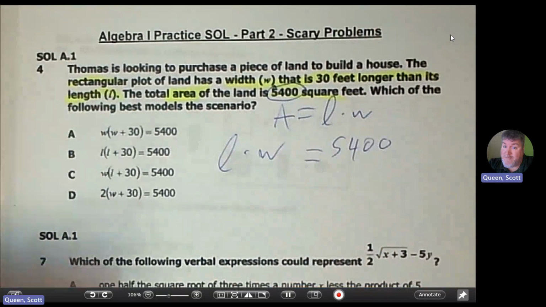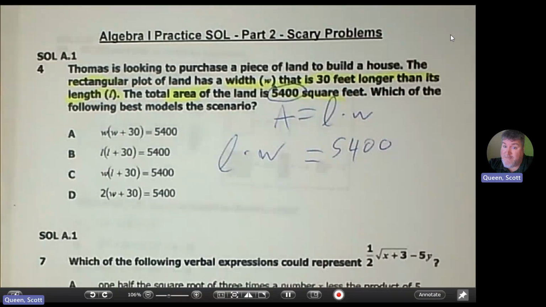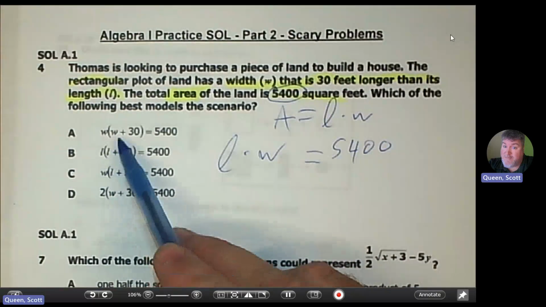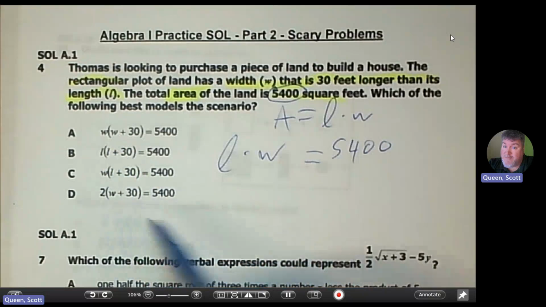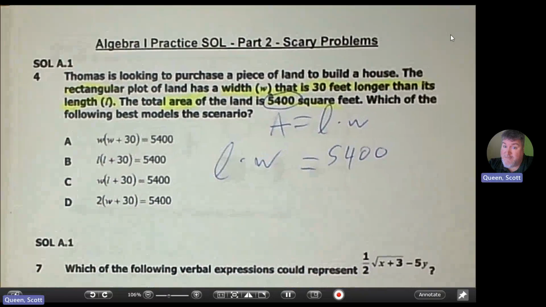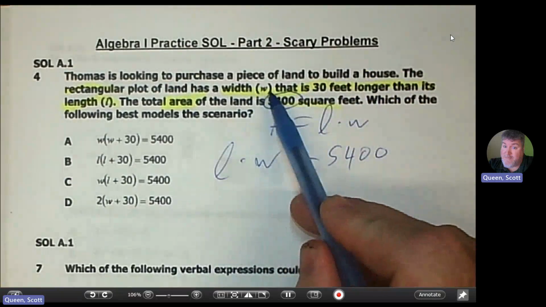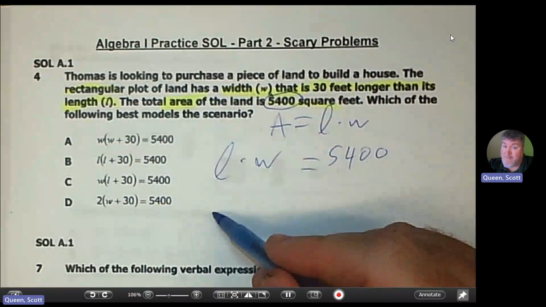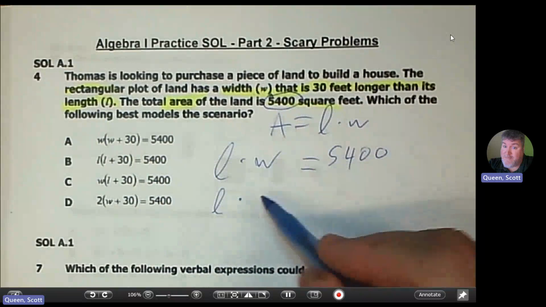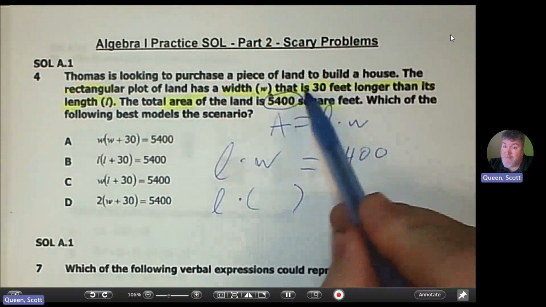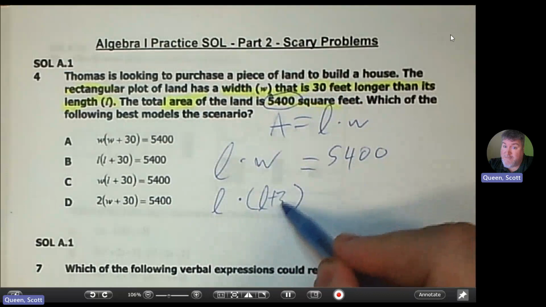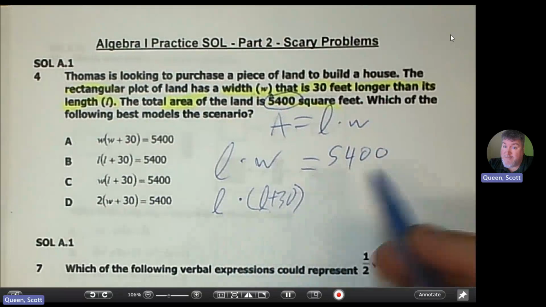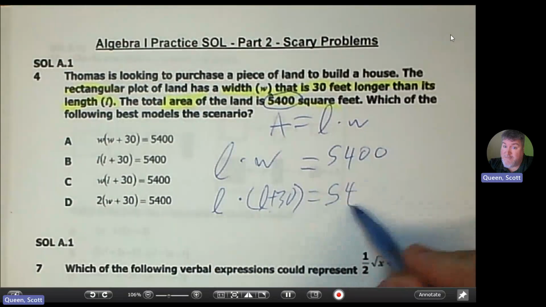So watch this. Look at my answers. All right, that's all over the place. Now, one interesting thing here is some of these only have one variable. See that? W W, L L, W L, W. That means I got to change something. We talked about the width. It is defined. It is 30 feet longer than the length, which is L. So that tells me L is just L because they didn't give us any parameters. They also told me that width is 30 feet longer than L, so that means L plus 30. Anybody see what we did here? I have my length times my width, and when I'm done calculating, it's going to equal 5,400.